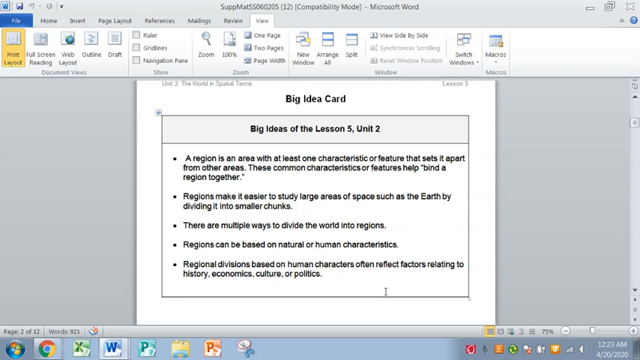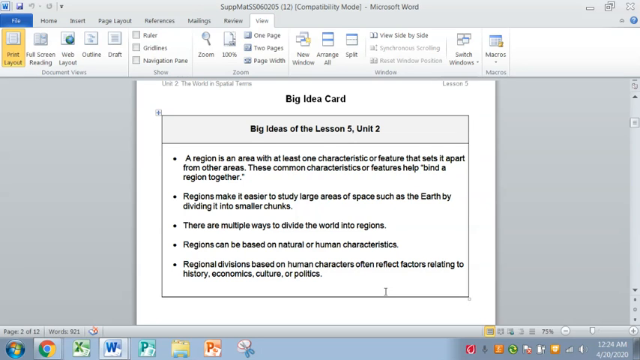Regions make it easier to study large areas of space, such as the Earth, by dividing it into smaller chunks. So if we think about the Earth and we know that there's 8+ billion people on Earth, it's easier to look at certain areas if we chunk it out. So that's why we can divide it into the 4 hemispheres and look at it that way. We can divide it into the 7 continents and look at it that way. And the earth doesn't seem so big and domineering and overwhelming when we're trying to study it.